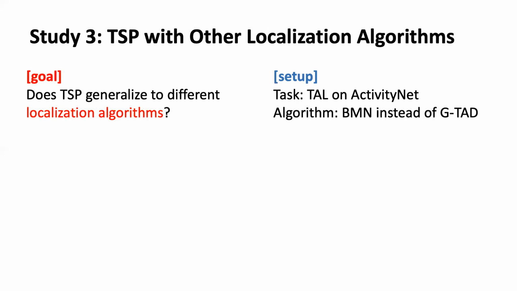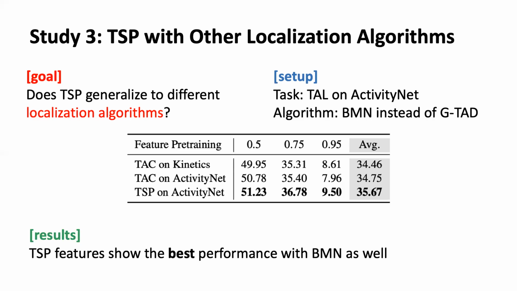In study 3, we examine if the TSP features are effective regardless of the localization algorithm we use. Specifically, we repeat the same experiment of study 1 for the TAL on ActivityNet and use the BMN algorithm instead of GTAD. The results show that TSP features are the best with BMN as well.